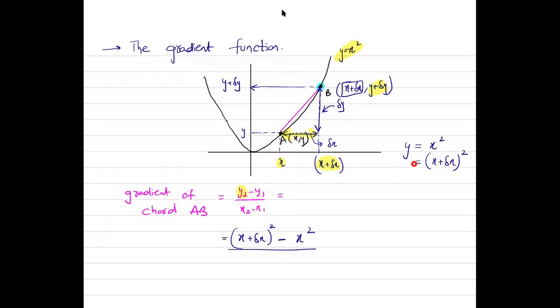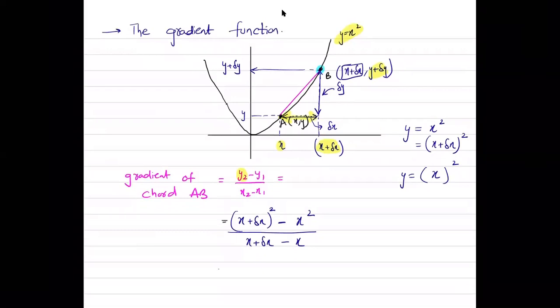We are just using the equation to find the y coordinate when the x coordinate is given. In order to find the y coordinate of A, I'm going to plug in the x value. So this answer is going to be x square. Now in the denominator, I'm going to have x plus delta x minus x. This is the change, right? There's a reason I'm doing this because I want to make a point.